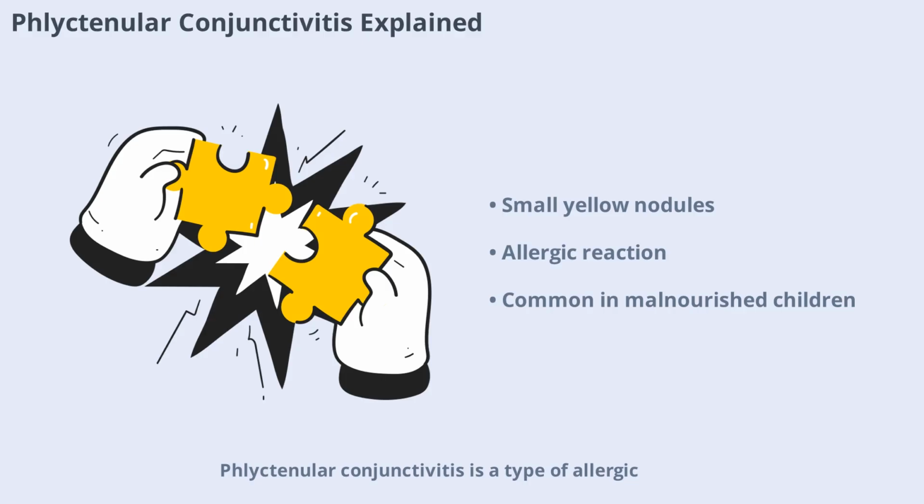Phlyctenular conjunctivitis is a type of allergic conjunctivitis characterized by one or more small yellow nodules on the bulbar conjunctiva or cornea, surrounded by congestion. It is often seen in malnourished children living in unhygienic conditions and is triggered by an allergic reaction to endogenous bacterial proteins, such as those from tuberculosis or septic tonsils. Recognizing this condition is important for prompt treatment and prevention of complications.